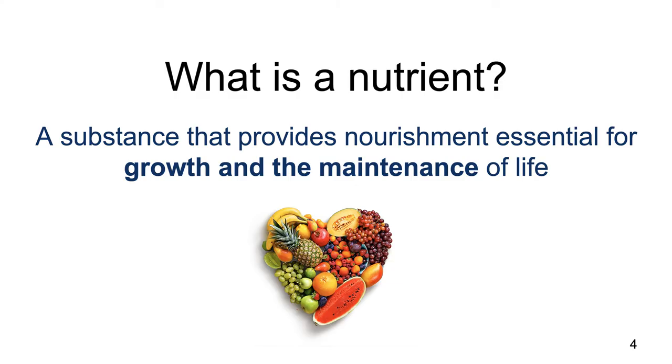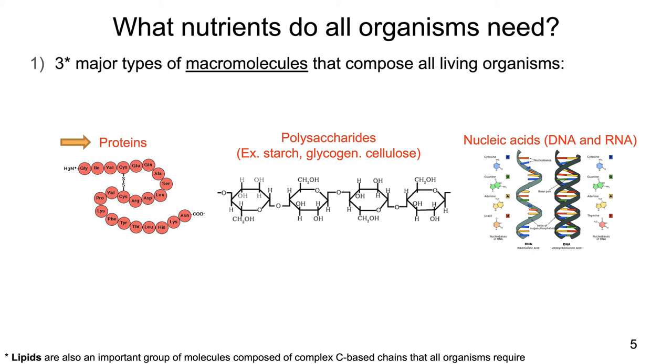Okay, so let's start off talking about what a nutrient is. So a nutrient is defined as a substance that provides nourishment essential for the growth and maintenance of life. So when we talk about nutrients and we get into sort of the specifics that all organisms need to survive, there's three major types of what are called macromolecules that compose all living organisms. And these are sort of essential parts of all the nutrients that organisms need. So the macromolecules that comprise all living organisms include proteins.